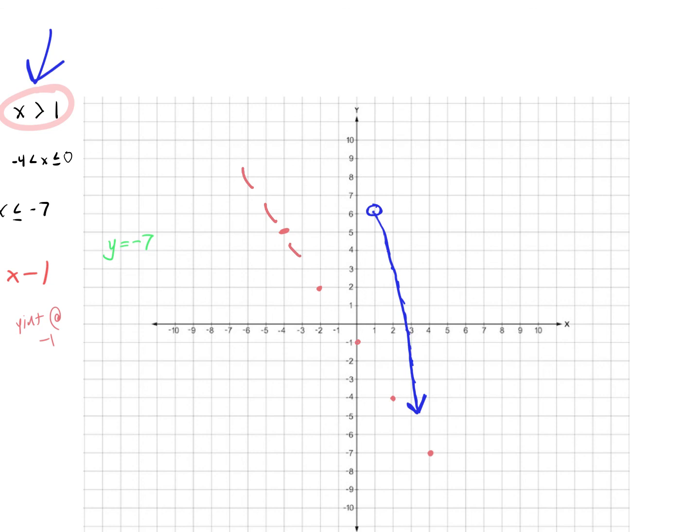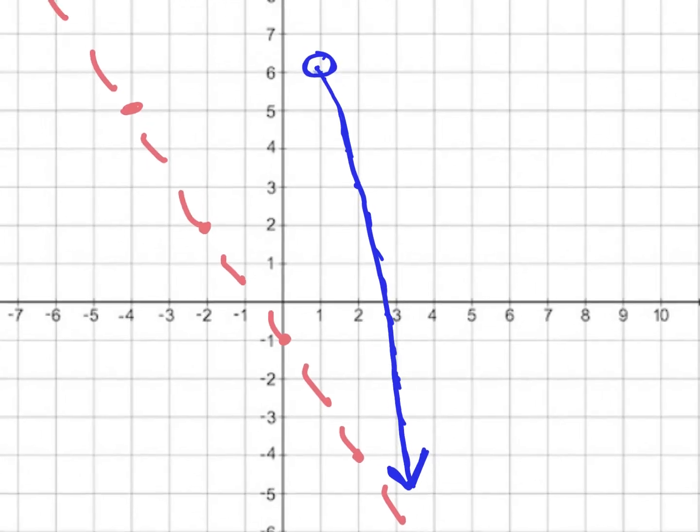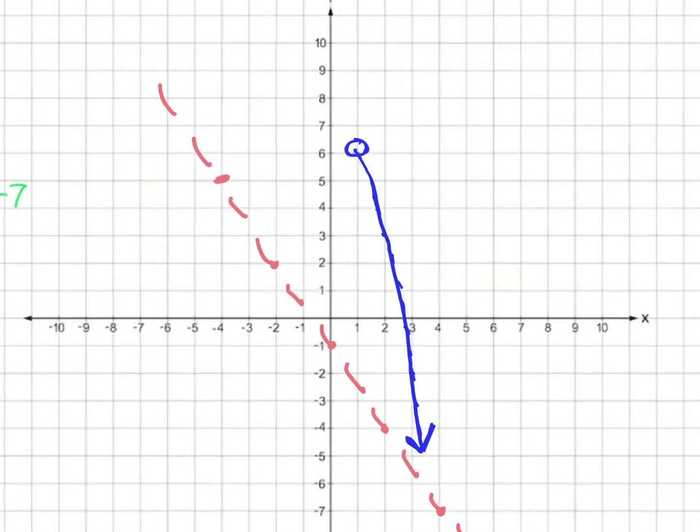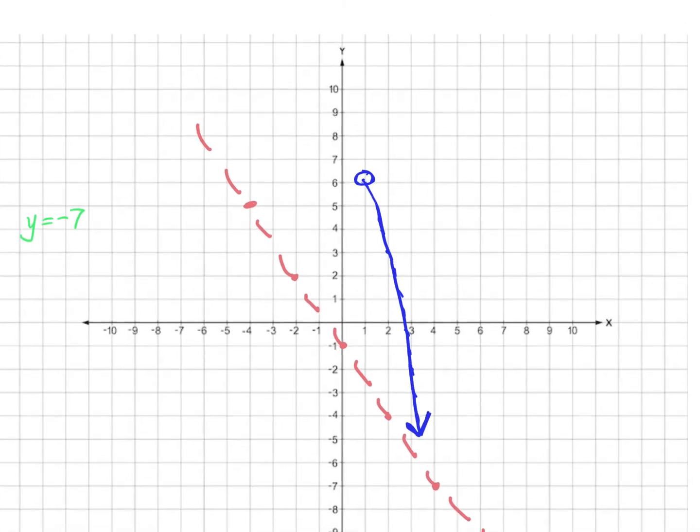I plotted my y-intercept, which is at negative 1. And then your slope is 3 over 2. And it's negative, so I knew my line was going to be sloping downwards. So I just went up 3 over 2, up 3 over 2, put a point.